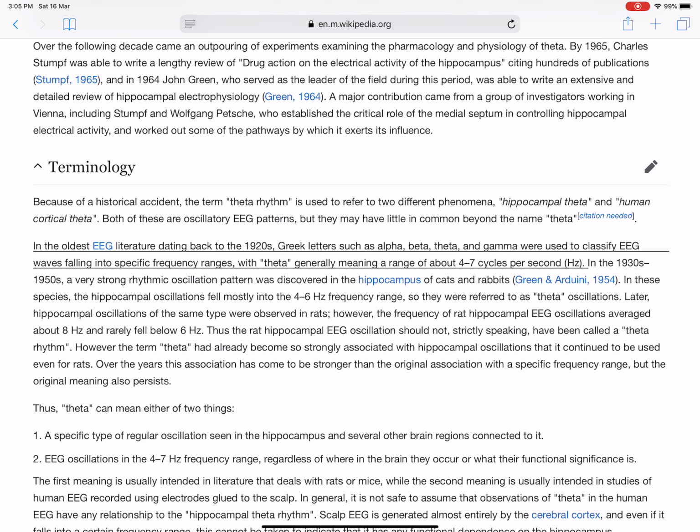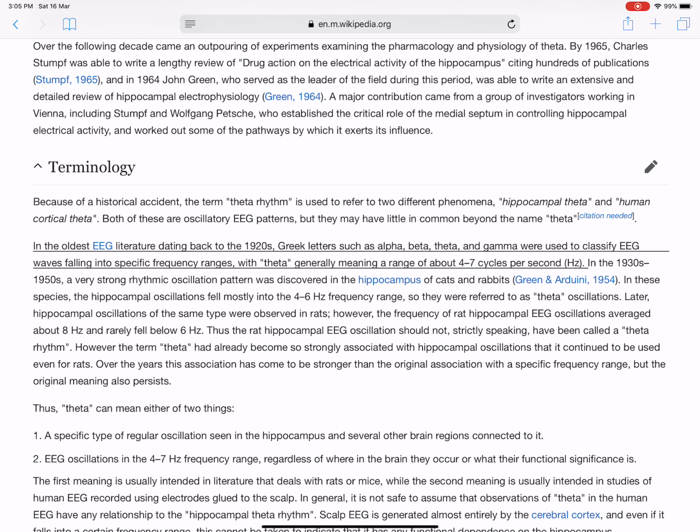In the 1930s-1950s, a very strong rhythmic oscillation pattern was discovered in the hippocampus of cats and rabbits. Green and Arduini, 1954. In these species, the hippocampal oscillations fell mostly into the Hertz frequency range, so they were referred to as theta oscillations. Later, hippocampal oscillations of the same type were observed in rats. However, the frequency of rat hippocampal EEG oscillations averaged about Hertz and rarely fell below Hertz. Thus the rat hippocampal EEG oscillation should not, strictly speaking, have been called a theta rhythm.